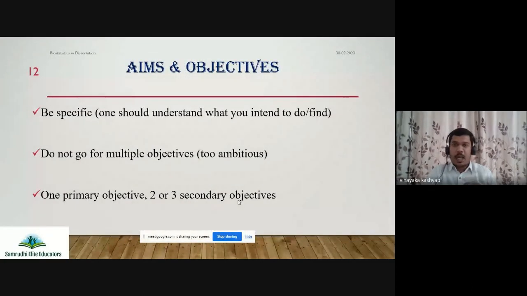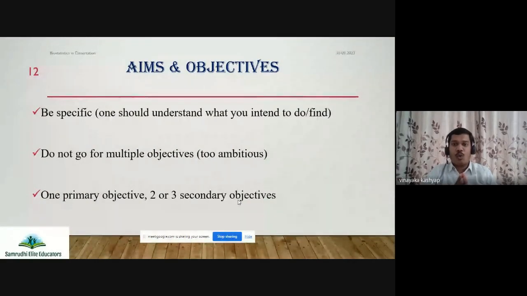Then coming to aims and objectives, which is very, very important. We have to be specific. One should understand what you are trying to do, or what you're trying to find, just by reading your objective. It must not be a multiple objective. Don't become too ambitious. For example, the objectives of my study are to find the prevalence of diabetes, to find the complications of diabetes, to identify various risk factors of diabetes, to find the diabetic retinopathy, diabetic nephropathy, or I want to see the prevalence of diabetic foot ulcer.